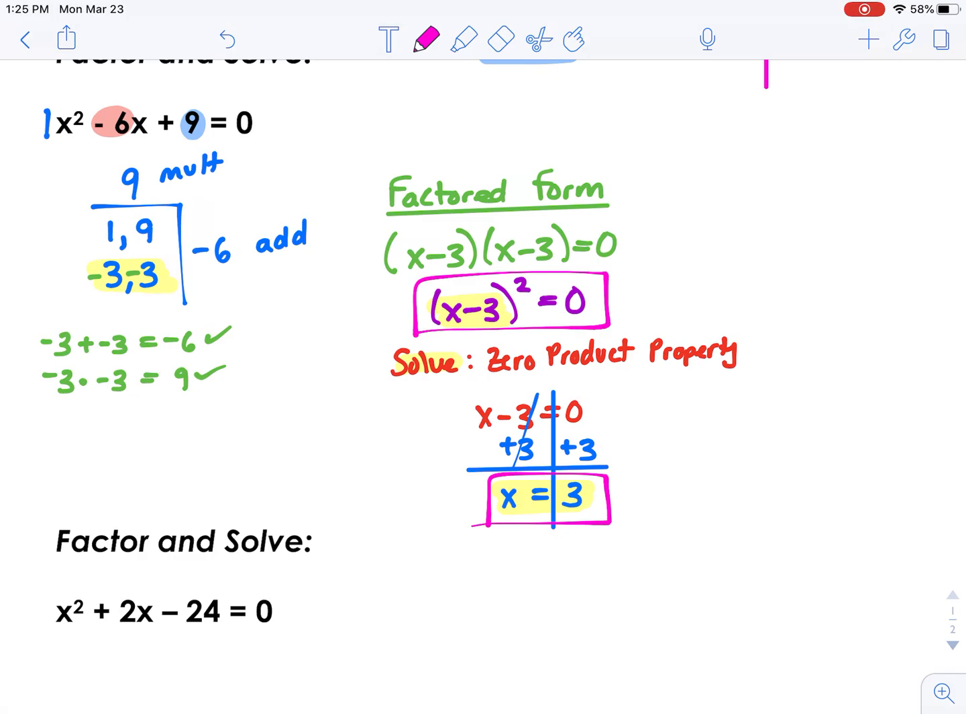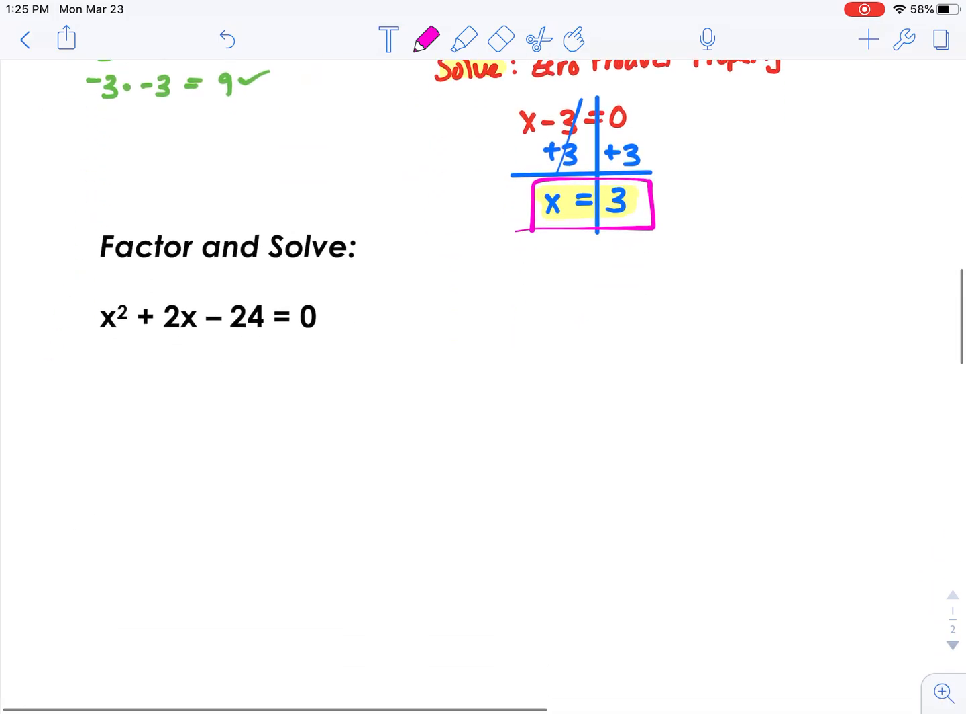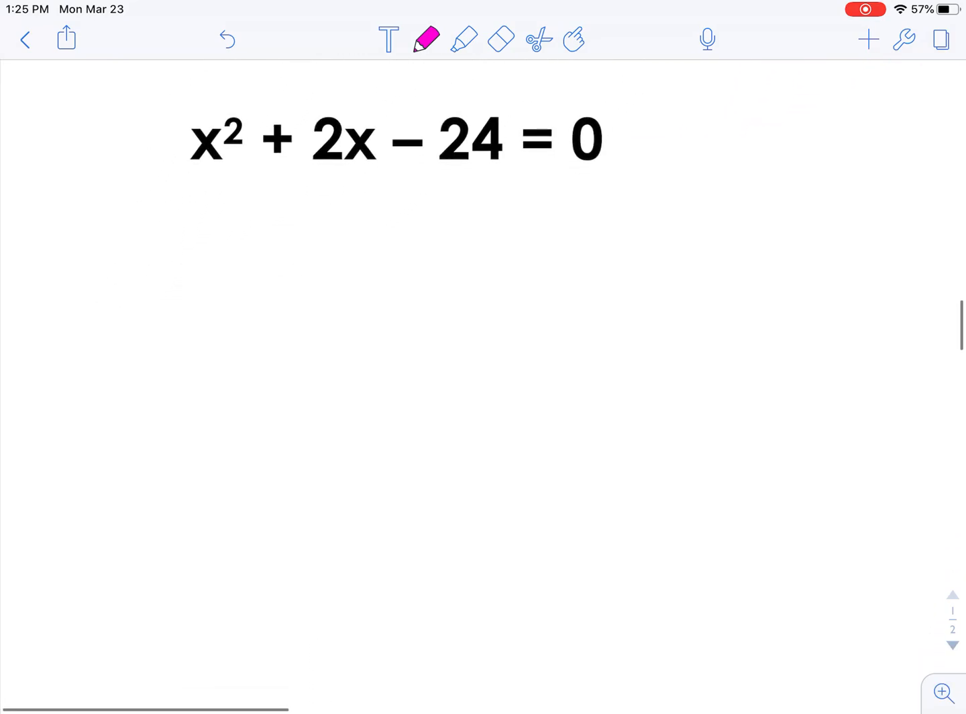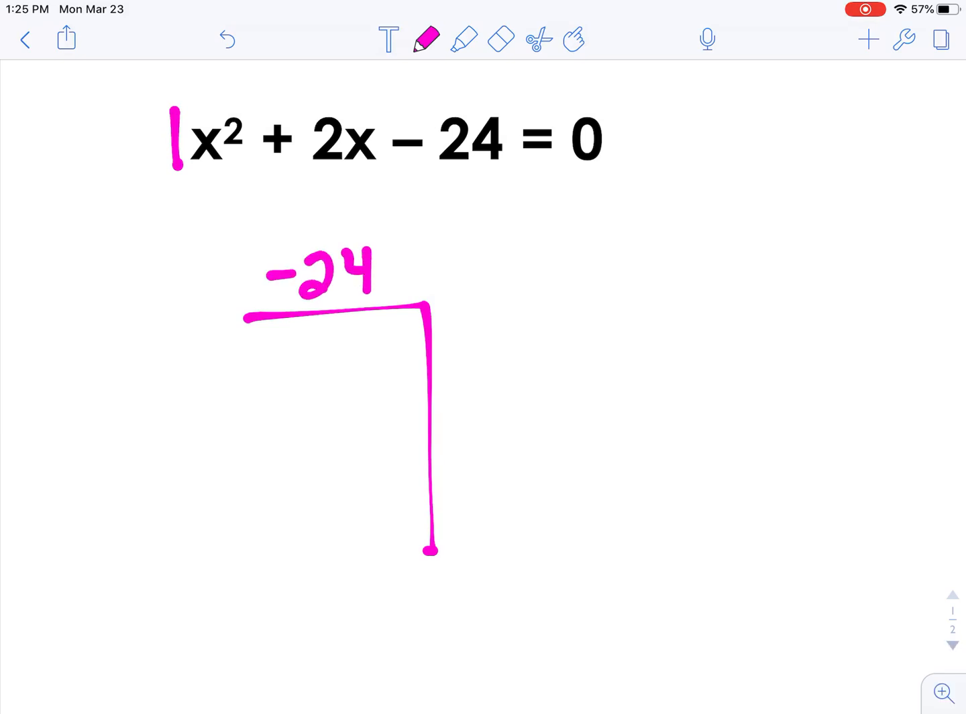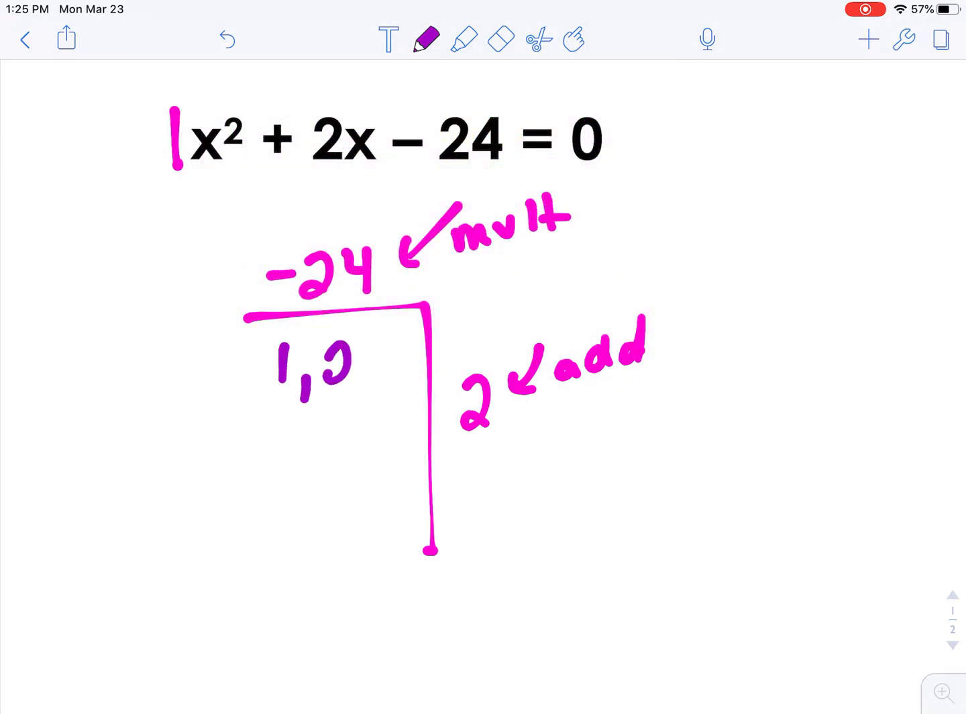One more example. Hopefully this is ringing some bells and you're remembering how to do this. When we have a lead coefficient of 1, our GCF is automatically 1, and we are going to factor this. We want to know what multiplies to negative 24 and adds to 2. So multiplies and adds. Well, we want to go down our list of what multiplies to 24. So it's 1 and 24, 2 and 12, 3 and 8, 4 and 6.